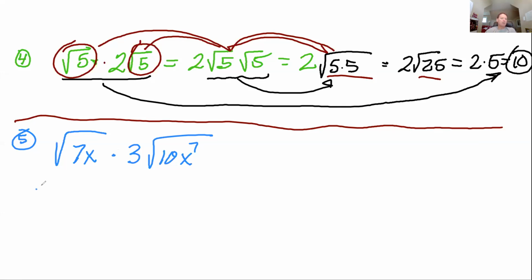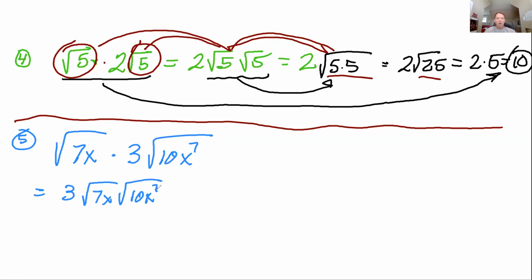Okay, here's what I see first. I see a 3 we can put out front. I always want to put the numbers, the ones that are already simplified, out front. And then I have this square root of 7x, square root of 10x to the 7th. I have to do something with those.